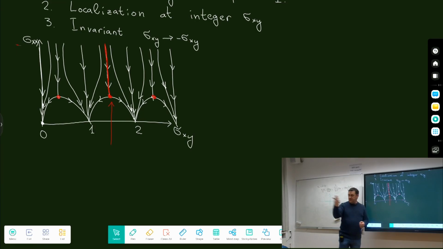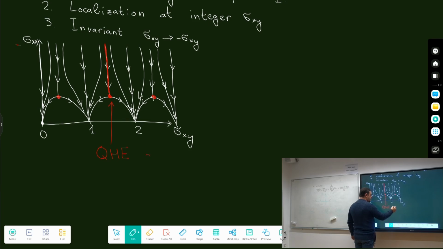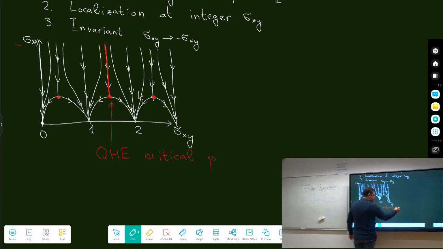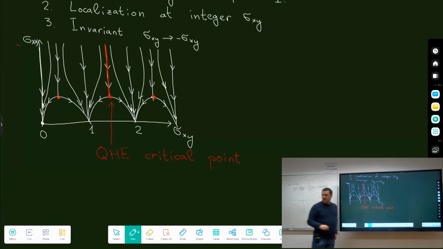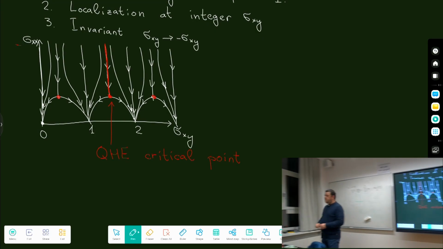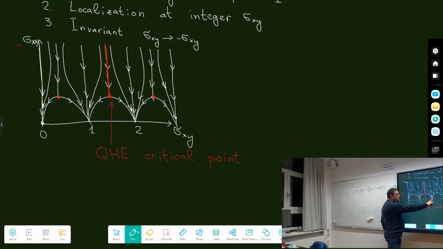And this point has a name, which is the quantum Hall effect critical point, or a fixed point corresponding to the quantum Hall transition. And quantum Hall transition is a phase transition between two integer values of sigma xy.